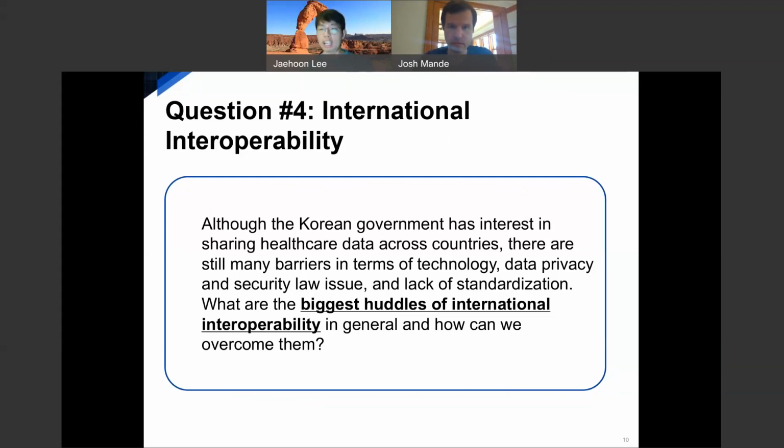But we have interest in, and there's one more question that's pretty related to this question, but in the time of pandemic, things like sharing COVID-19 vaccination records across countries and diagnostic information, things like that, will really drive this international interoperability, we would imagine. So what do you think the biggest hurdles of international interoperability are for now in general, and how can we overcome them?